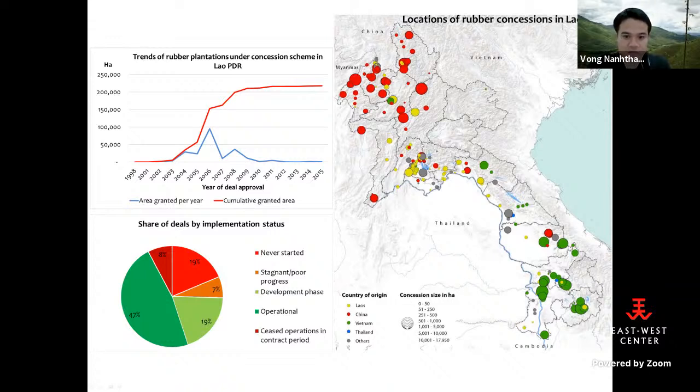So back to Phil. Thanks, Wong. Well, I think you and everyone have given us a really full picture of the patterns and the complexity of plantations of palm oil and rubber across the region.